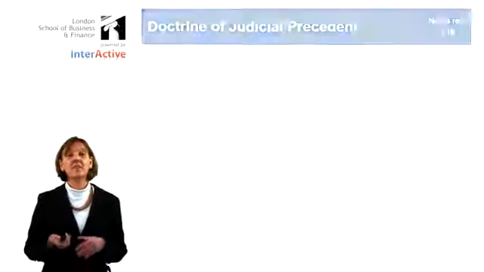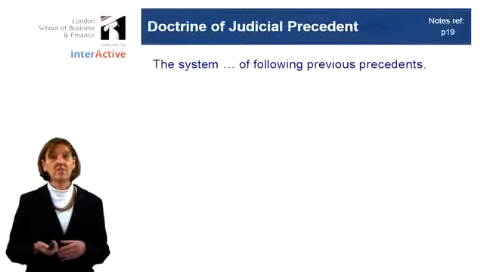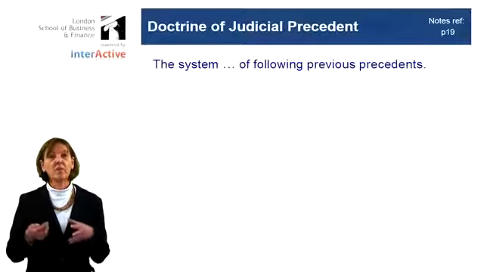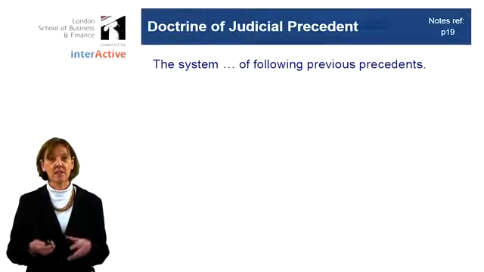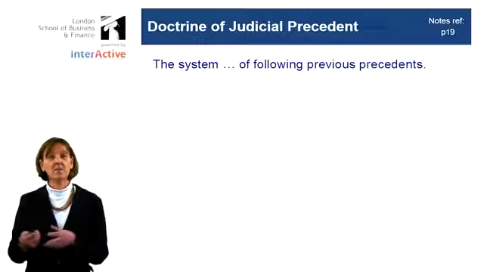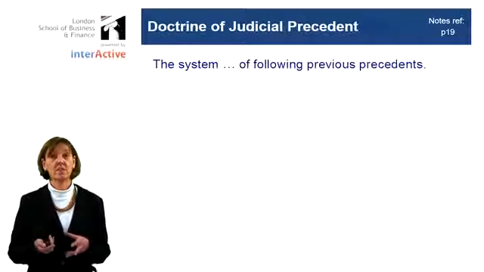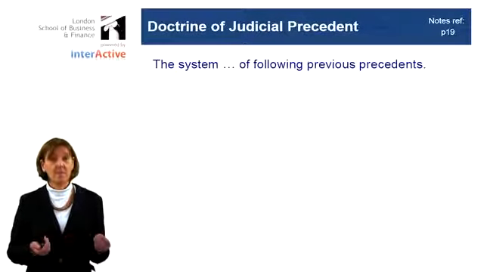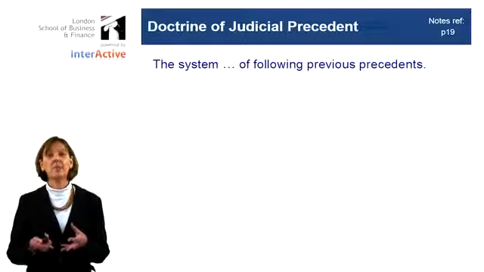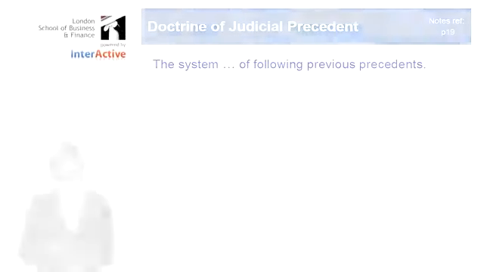We can describe it as the system adopted by the judges of following previous precedents. So, when a judge is deciding a case today, he looks to the past to see whether a judge has decided a similar case earlier. And he will then be guided by that earlier case. It's a normal human reaction, isn't it? If you've got a problem, see if somebody's already solved it. No point in reinventing the wheel every day of the week. Well, that's the idea, but it's a little bit more precise than that.